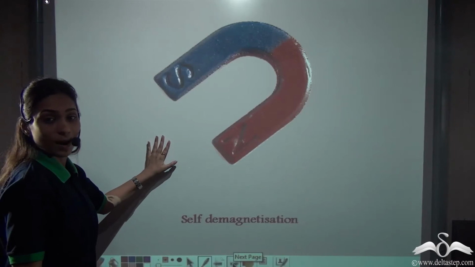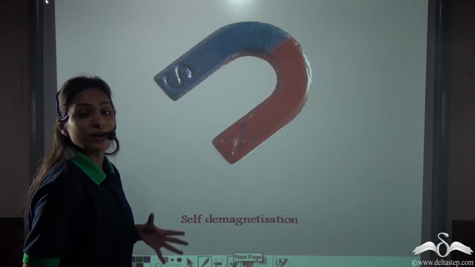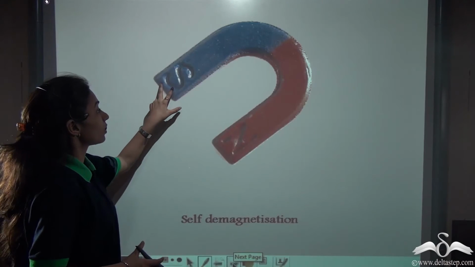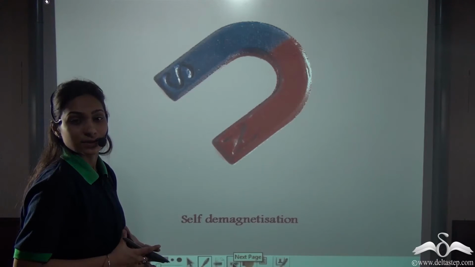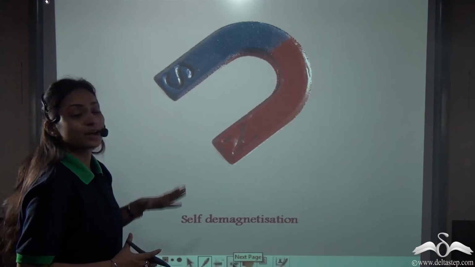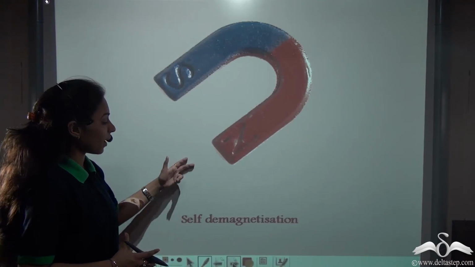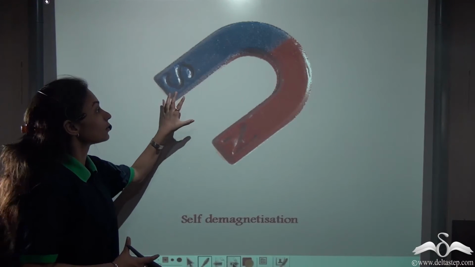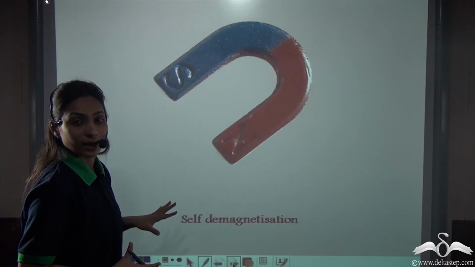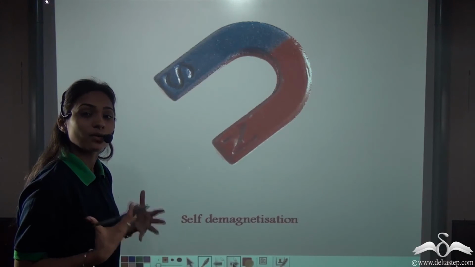Now, if the poles of a magnet are kept bare for a very, very long time, then also the strength of the magnet weakens. This is called self-demagnetization. Self-demagnetization here means when the poles are left bare for a very long time. So, they demagnetize on their own.